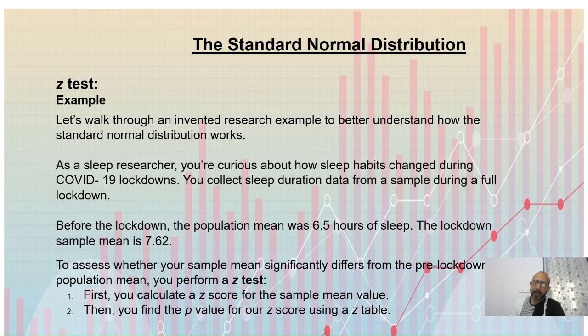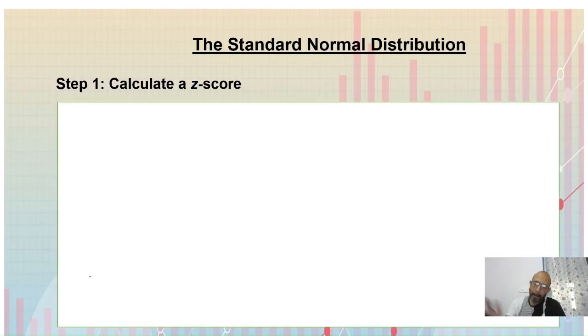First, you have to calculate a z-score for the sample mean value. Then, you have to find the p-value for our z-score using z-table. Step 1. Calculate z-score. To compare sleep during and before the lockdown, you convert your lockdown sample mean into a z-score using the pre-lockdown population mean and standard deviation.